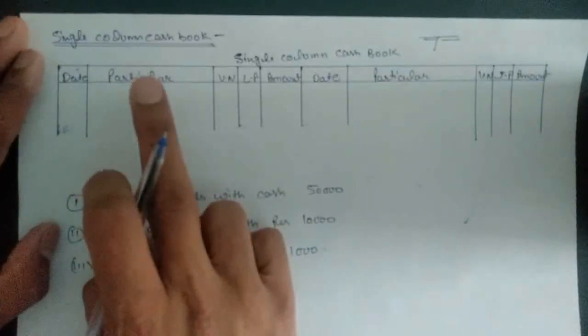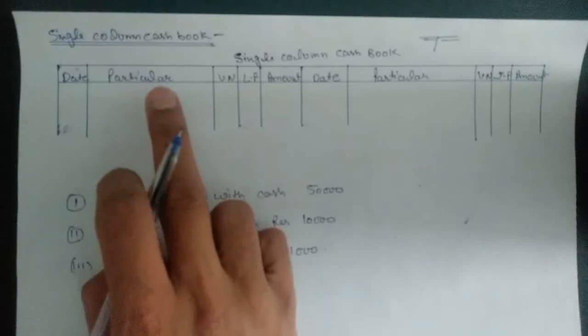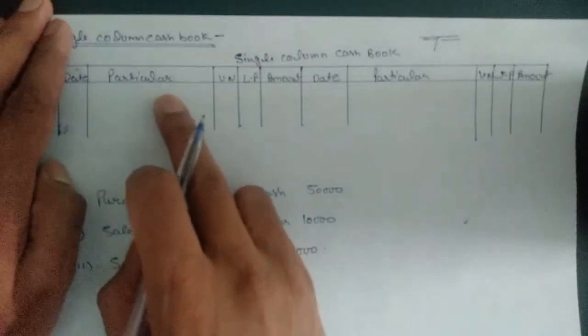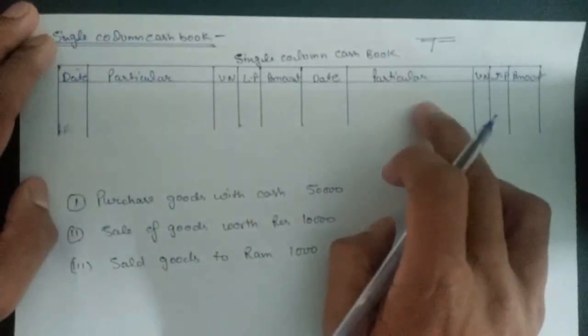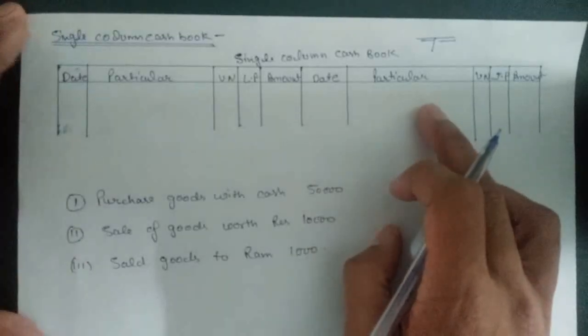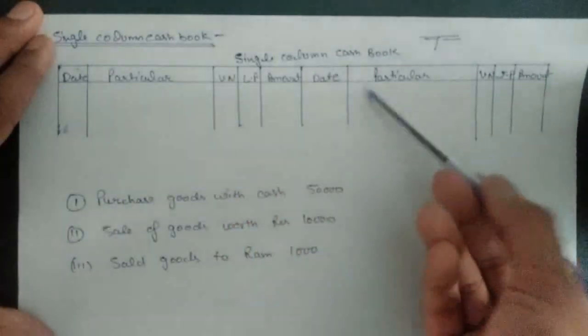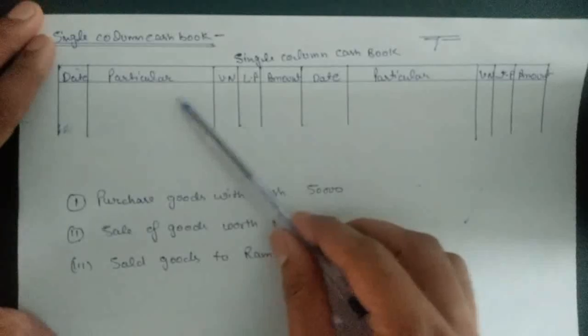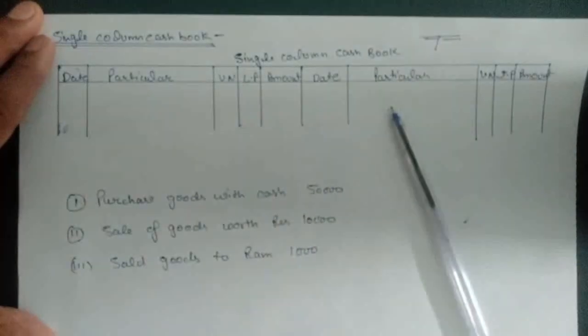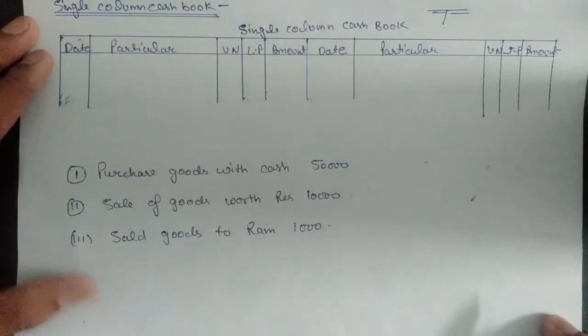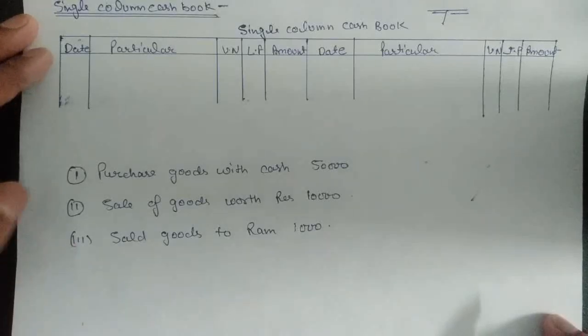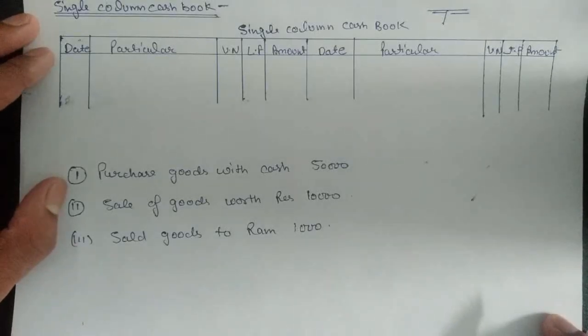So all the cash we receive we will post on this side, all the outflow of cash we will post on this side. So take it as inflow or outflow. Inflow on this side, outflow on this side. I have a few entries, and I will tell how to post.